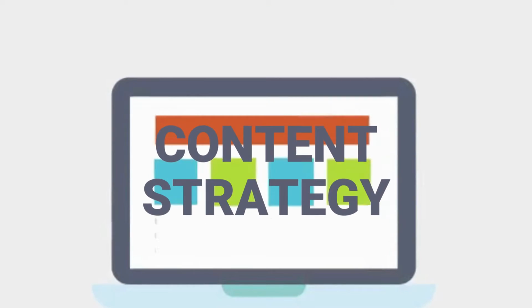The next step is to develop your content strategy. Your social media content should be aligned with your brand, your goals, and your target audience. Develop a content strategy that includes the types of content you will create, the topics you will cover, and the voice and tone you will use. And consider incorporating a mix of text, images, videos, and interactive content to keep your audience engaged.